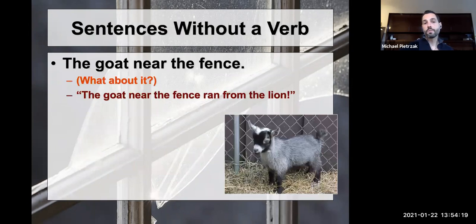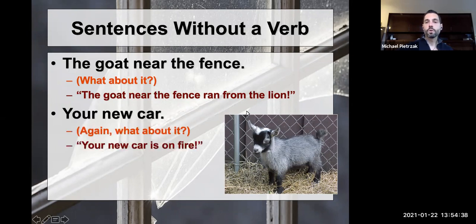Now, if you have a sentence without a verb, here's one. "The goat near the fence." What about the goat near the fence, right? We need to know what's the verb. What's the goat doing? "The goat near the fence ran from the lion," right? There's your verb, ran. Perfect. Now we have a subject, goat, and the verb, ran. Another one. "Your new car." Okay.